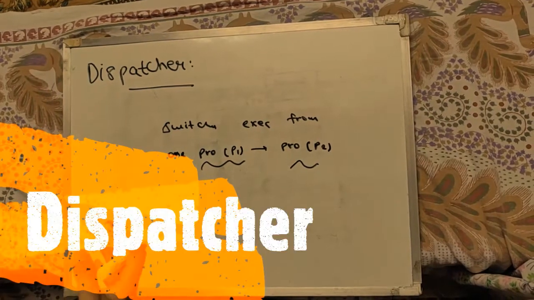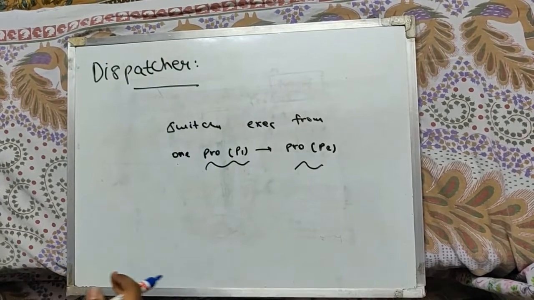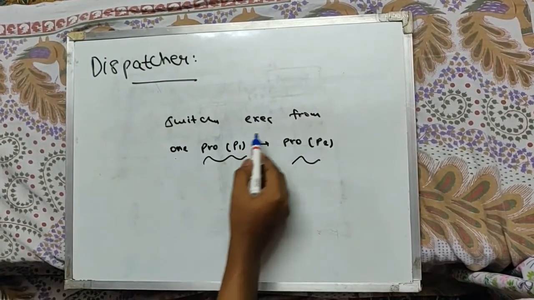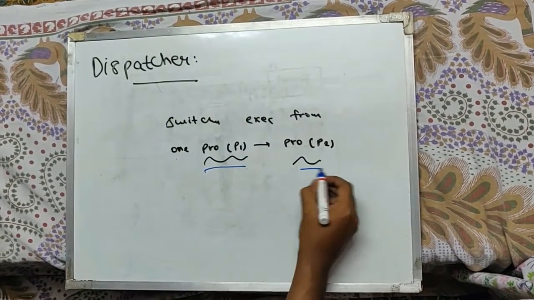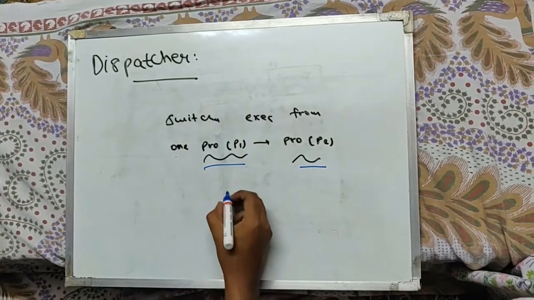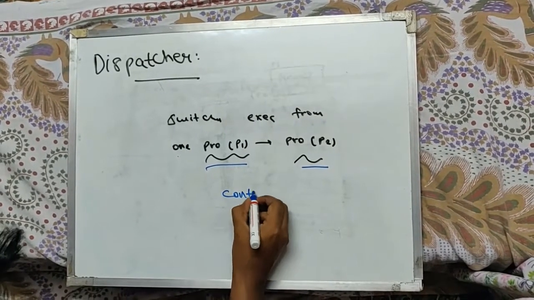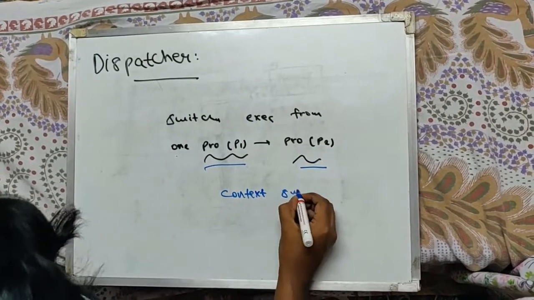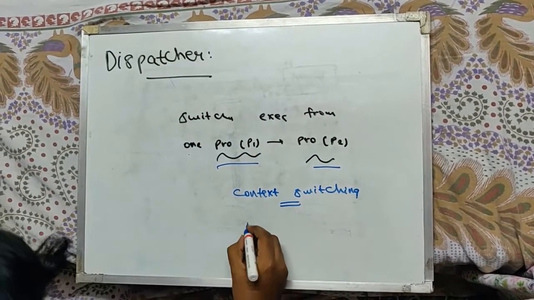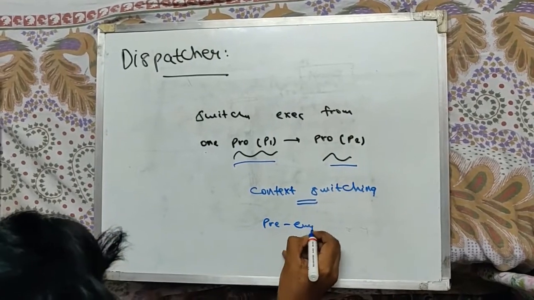The dispatcher is a module that gives control of the CPU to the process selected by the short-term scheduler. That is, the dispatcher switches the execution from one process to another. This switching of the process from one process to another is what is known as context switching. This is something we'll be looking at when we discuss preemptive scheduling.